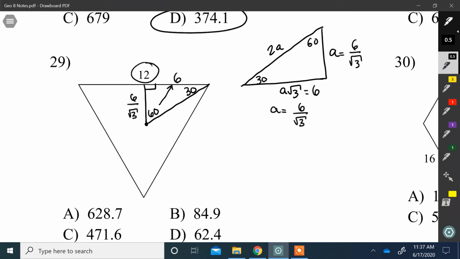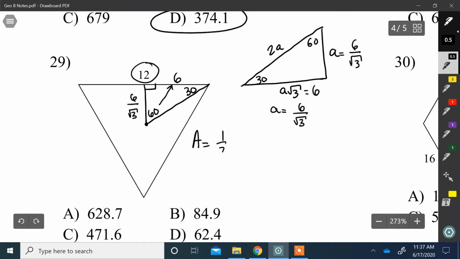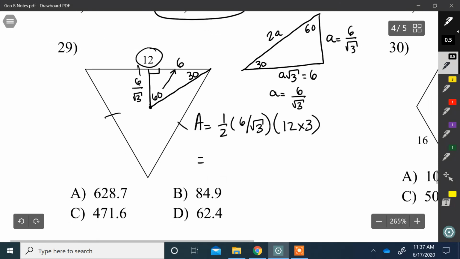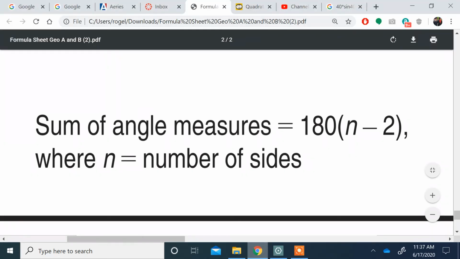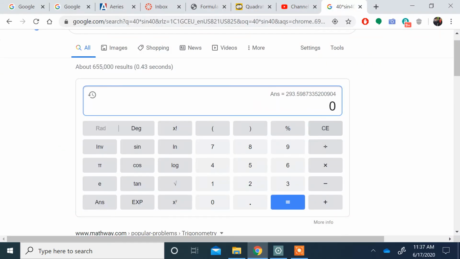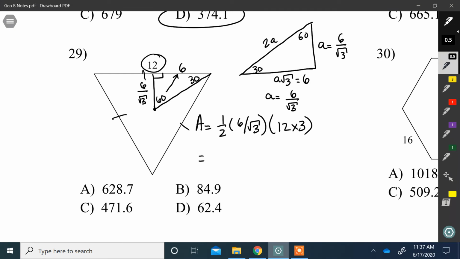Okay, so the area of this is half times the bottom, which in this case is 6 over the square root of 3, times the perimeter, which is 12 times 3, because we have 3 sides. Let's plug all that into the calculator. And if you're wondering how do I plug all that into the calculator, let me actually do that for you.